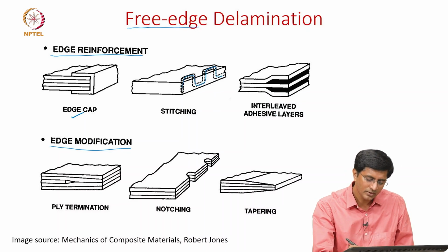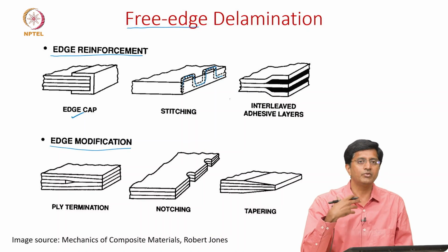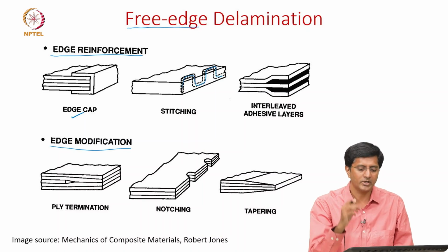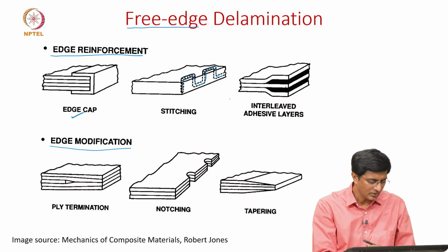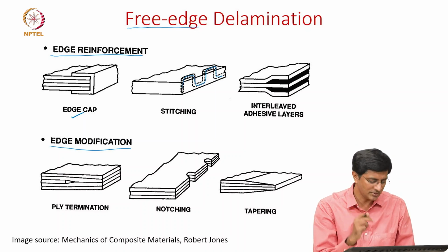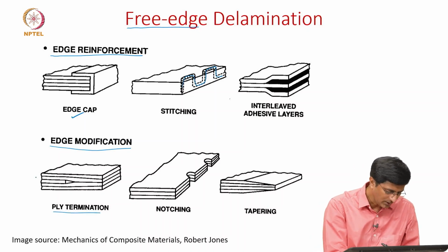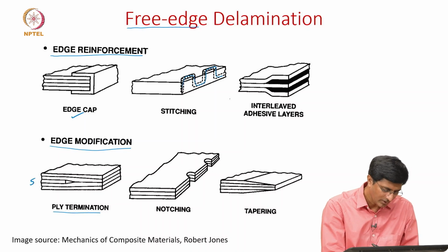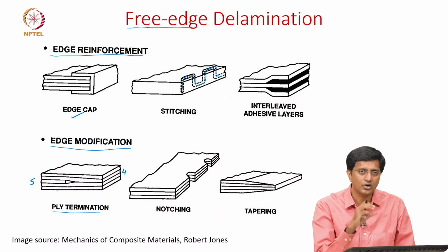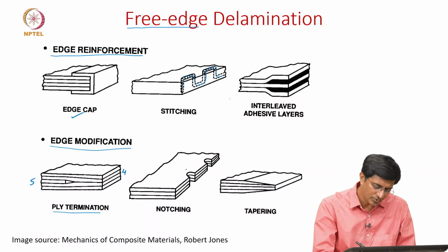And thirdly, one can use an extra layer of adhesive so that the bonding between these two layers is strong, and then you need very high stresses to delaminate these layers. And for the edge modifications, one can reduce these interlaminar stresses by multiple ways. One, either by ply termination, meaning let's say this is a 5-ply laminate, but towards the edge you only have 4 plies. This is one strategy of decreasing those interlaminar stresses. And two, we can introduce this notch.